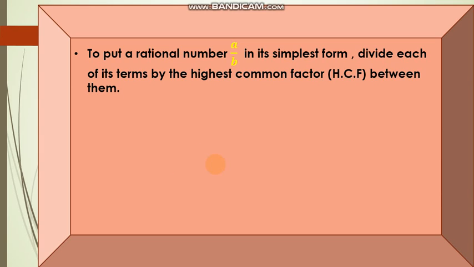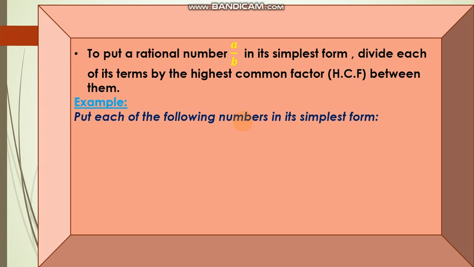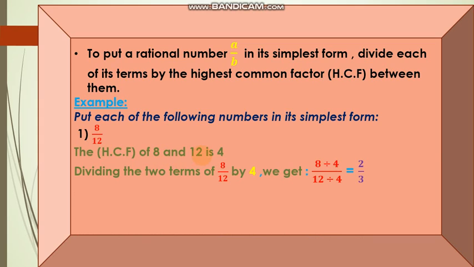To put a rational number a over b in its simplest form, divide each of its terms by the highest common factor between them, HCF. Example: put each of the following numbers in its simplest form. Number 1, 8 over 12. The HCF of 8 and 12 is 4. Dividing the two terms of 8 over 12 by 4, we get 2 over 3. Negative 12 over 36, you will answer by yourself and check your answer.